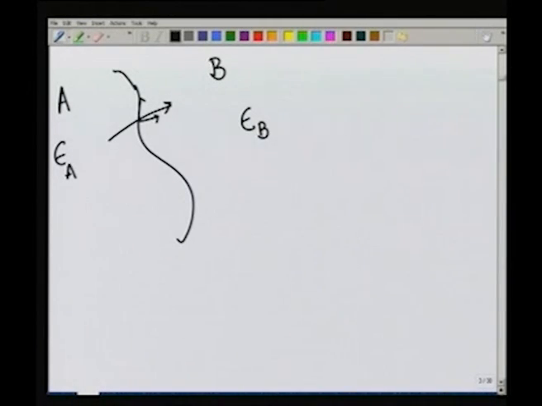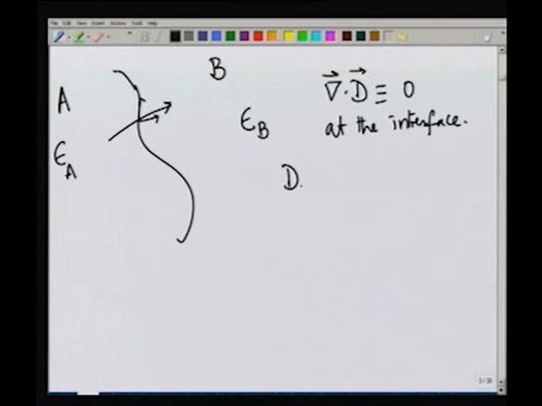The physical input that I am giving you is that if I consider a region close to the interface, I have not placed any external charge. So, in other words, at the interface, divergence D equal to 0. Now, what do we know from the fact that the divergence D is vanishing at the interface? We immediately conclude that the D perpendicular on either side of this boundary should match each other, they cannot change. So, D perpendicular A is equal to D perpendicular B. This is the conclusion that follows from the condition that divergence D is identically equal to 0 at the interface.